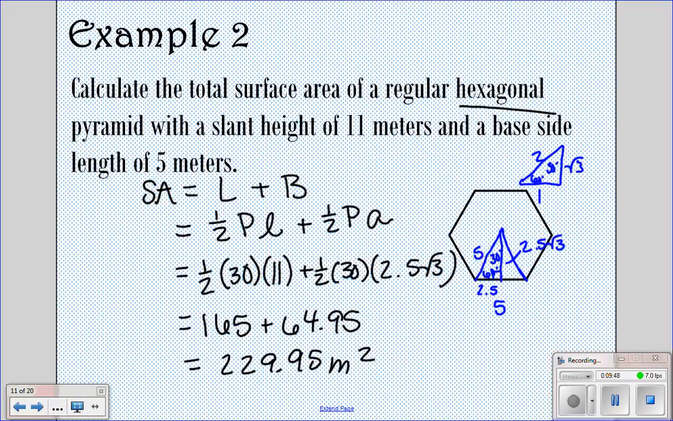Now on this one, it didn't tell us to round, so if you want, you can leave it as 165 plus some number with a square root of 3. And so if you really wanted to, you could say 15 times 2.5, get that number, and then write square root of 3 behind it, and then just have 165 plus that. I wouldn't do that just because it's going to give you a decimal, but if you want, you can do that.